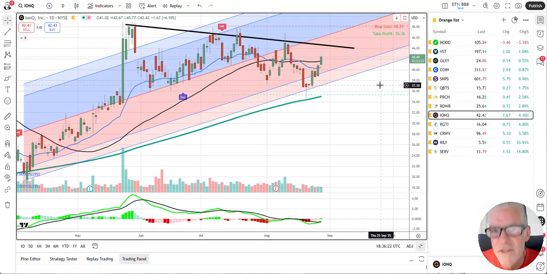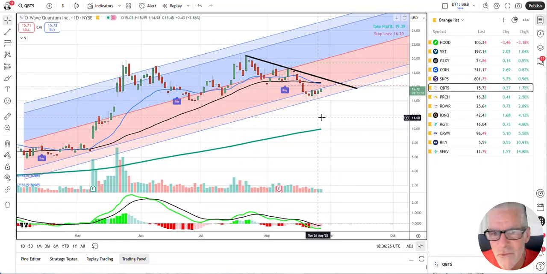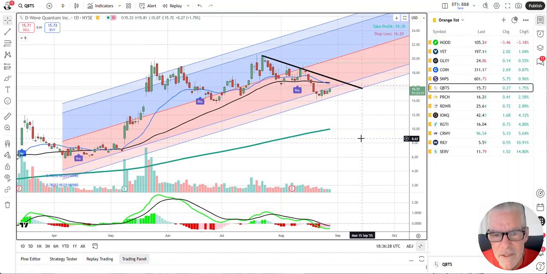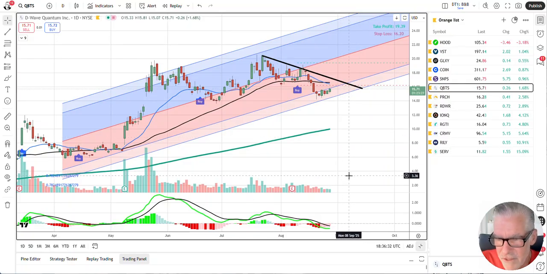Well, IONQ is just now above the 50 as of today, and QBTS is well below the 50. Okay, so let's take a look. Now, I don't want to do all three of these, obviously, so let's take a look and eliminate one or two of them right now.